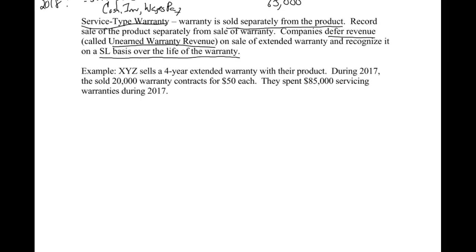All right, so we've got a company. They sell a 4-year extended warranty with their product. During 2017, they sold 20,000 warranty contracts for $50 each, and they spent $85,000 servicing those warranties during the year. All right, so we have 20,000 warranties times $50 each. All right, so we have $1 million that we sold in warranty contracts, right?